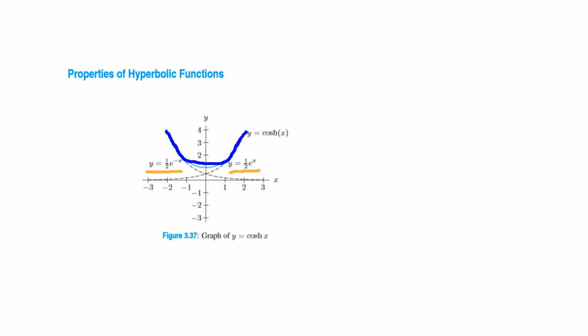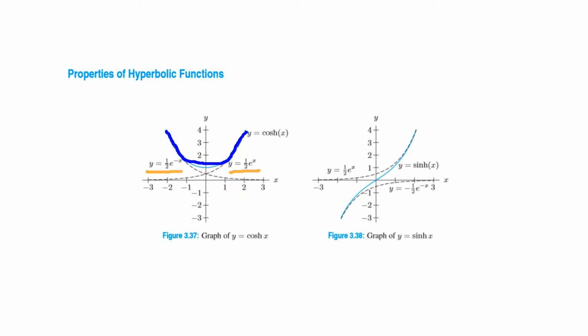Same thing for the hyperbolic sine of x. First, we have to draw two different equations. First is y equals one half e to the power of x. The second is y equals negative half e to the power of negative x. So with the two guidelines, now I can draw hyperbolic sine of x as follows.